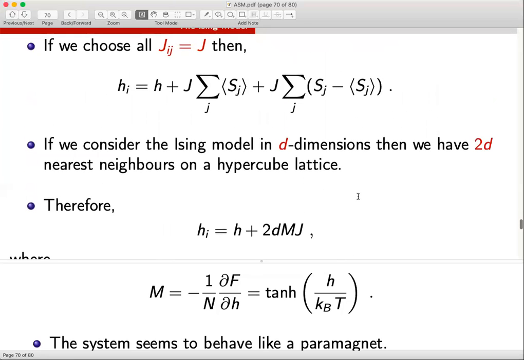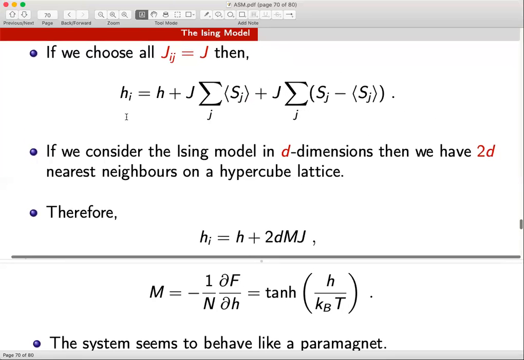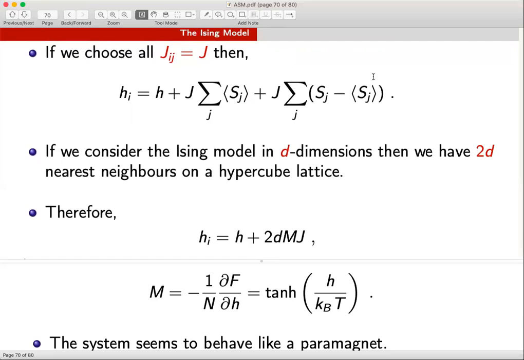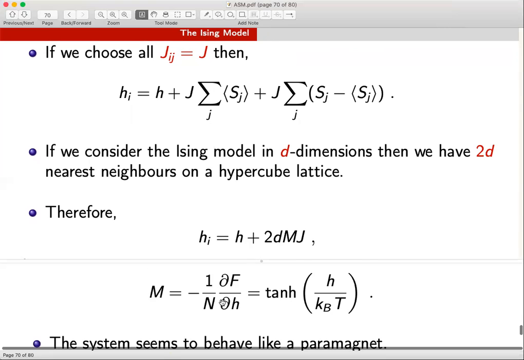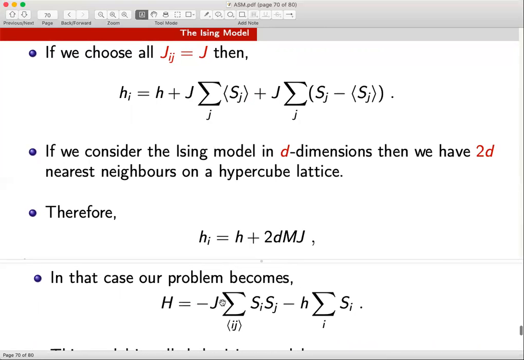Oh, what I was saying was that the Hi I have written up here is just a rewriting of the full Hamiltonian. So let's go down a little. The full Hamiltonian is right here. Okay.